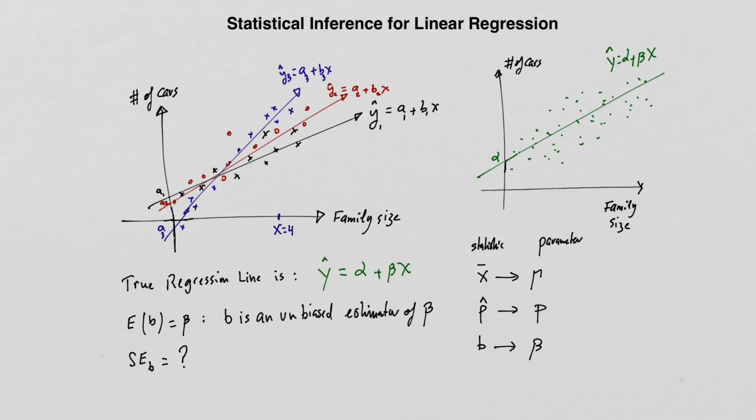Those number of cars based on this family size have to be normally distributed. We know they're going to be different, as you can tell, right? Those heights are different. But they're not just different. They actually follow a normal distribution.